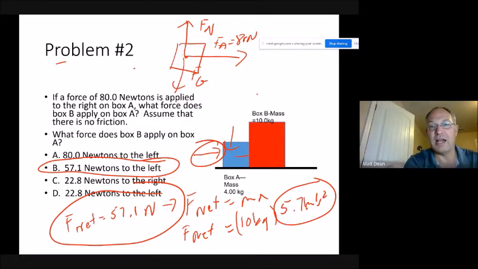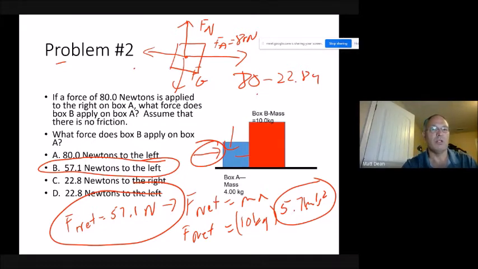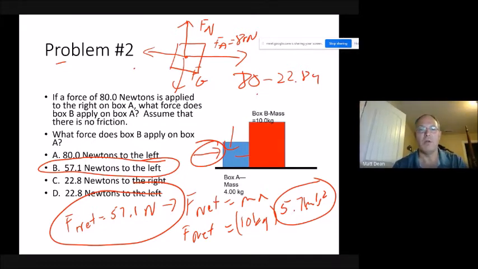Well, that means there's got to be a force acting this way. And that force is the force of box B pushing back on box A. And the magnitude of that force has to be the total force, 80 newtons, minus the net force acting on box A, which was 22.84. And that comes out to be 57.1 newtons to the left. So two different ways to work that problem, both with the same solution.